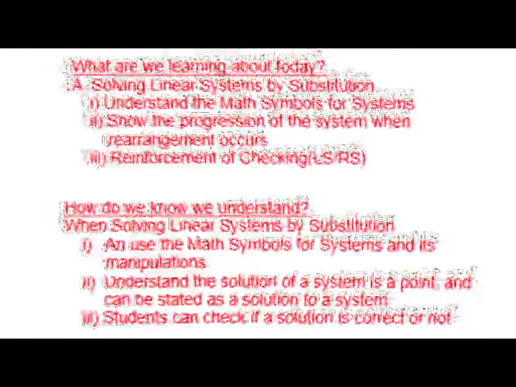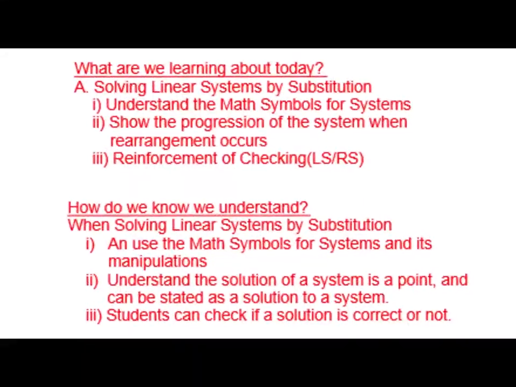We go and spend our time learning about solving linear systems by substitution. Now, for today's lesson, we're going to understand what math symbols are used for systems, i.e. equations that have two or more equations that are going to be related to each other. Now, we're going to also show the progression of a system when we rearrange.